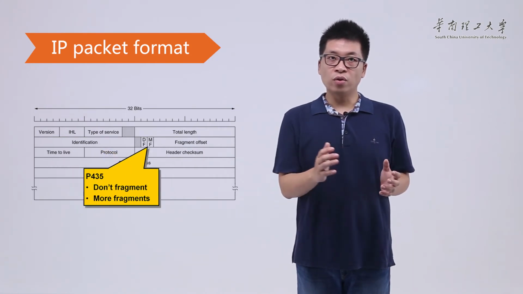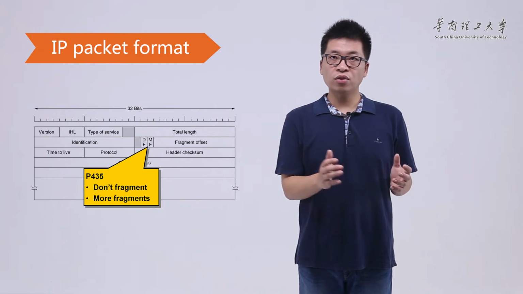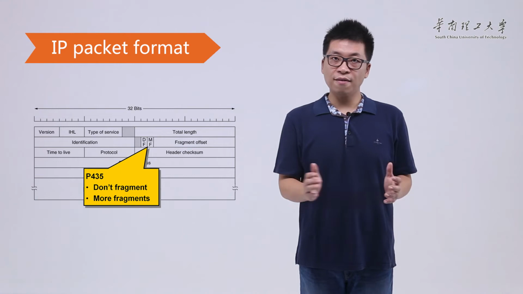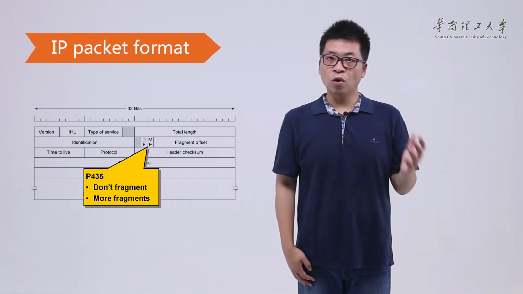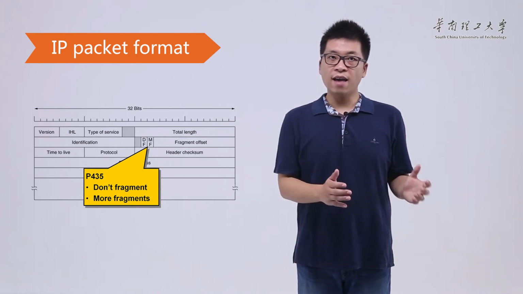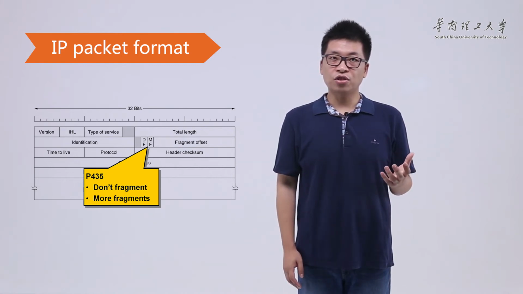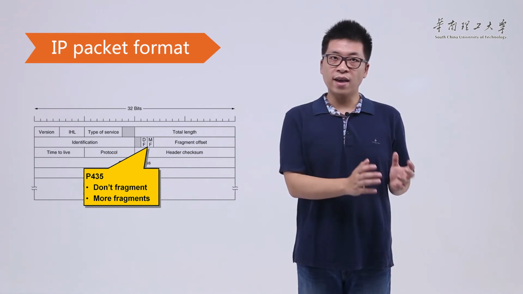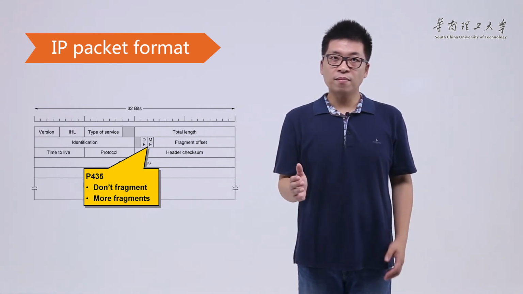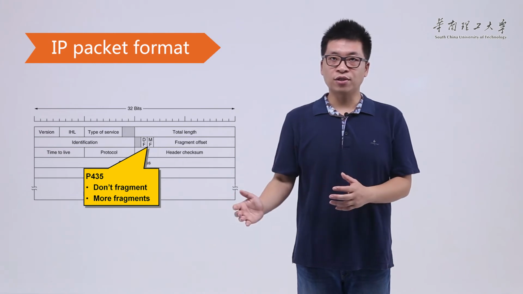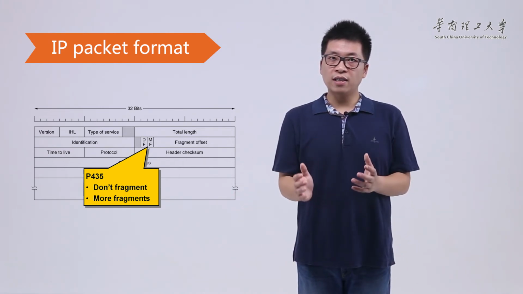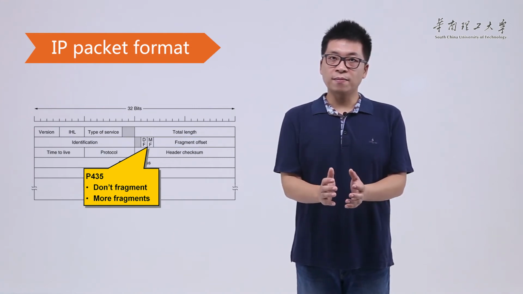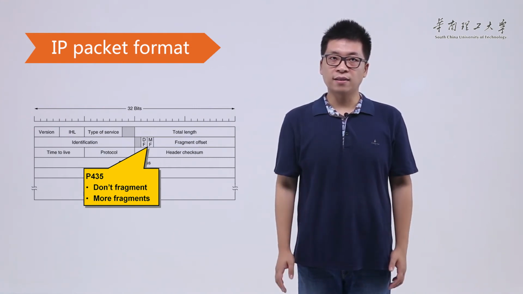After 1 reserved bit, the following 3 fields are related to fragmentation. The DF field means don't fragment. The MF field indicates whether there are more fragments for the original packet. MF stands for more fragments. The fragment offset field specifies the offset of the fragment in the original packet.